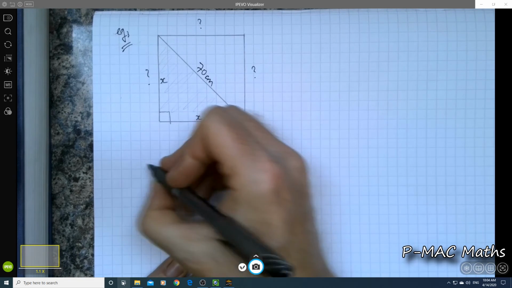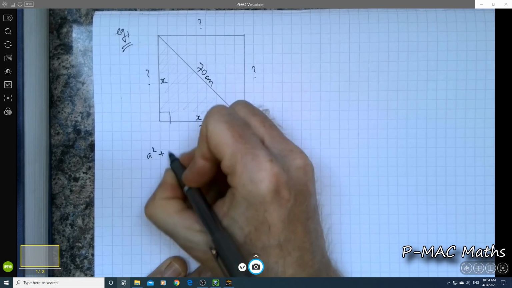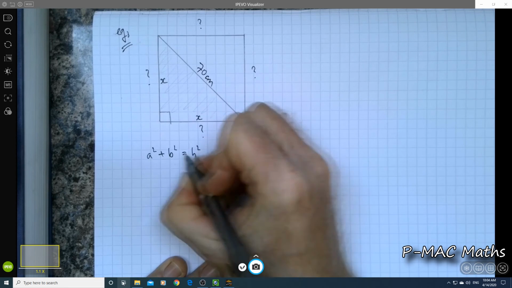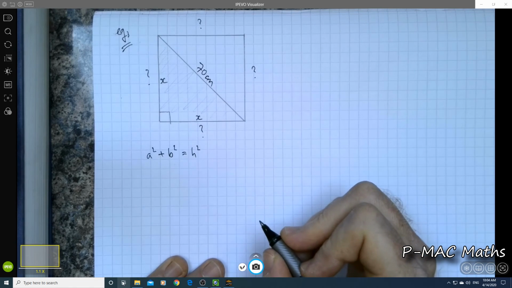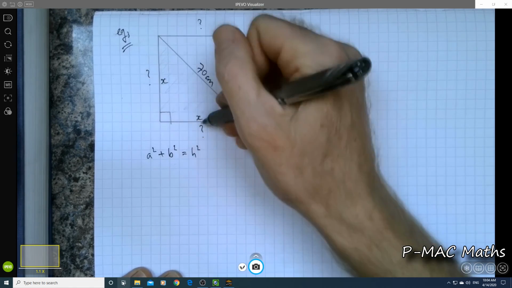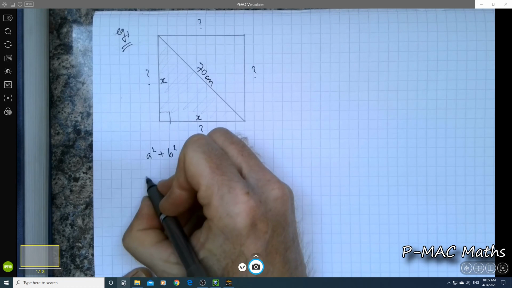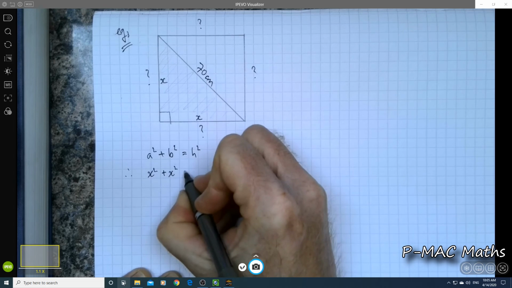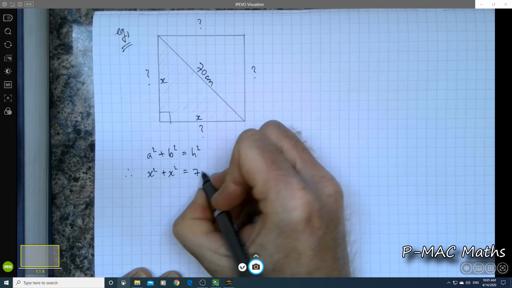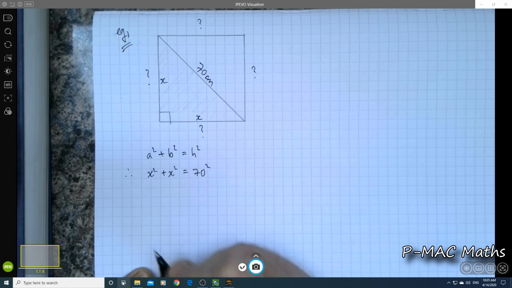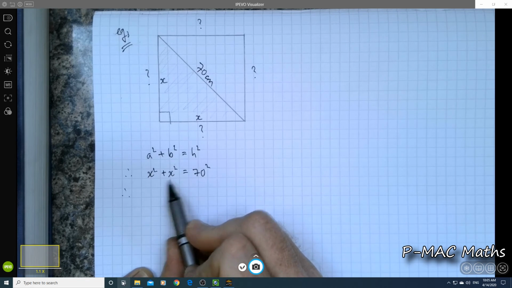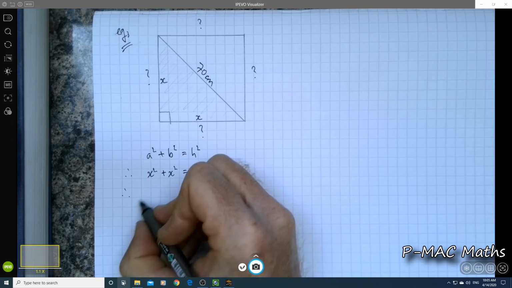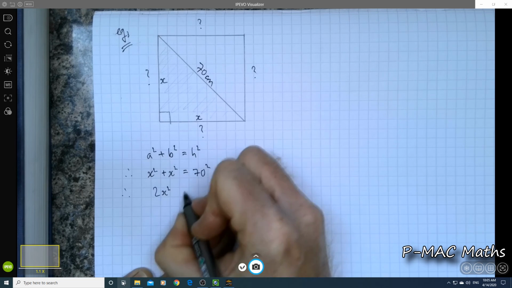As usual, quote the formula. A squared plus b squared equals h squared. And my two shorter sides are my a and b, so I've basically got x squared plus another x squared equals whatever 70 squared is. Now we'll process the algebra. x squared plus another x squared. They're like terms. Let's collect our like terms, and we get 2x squared.